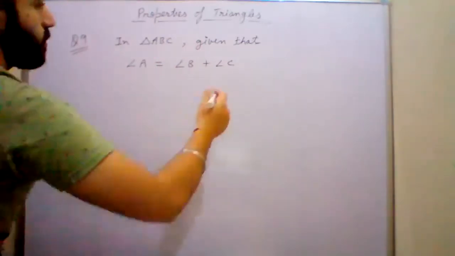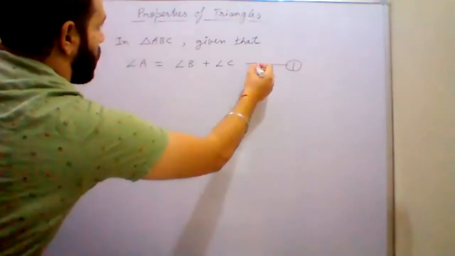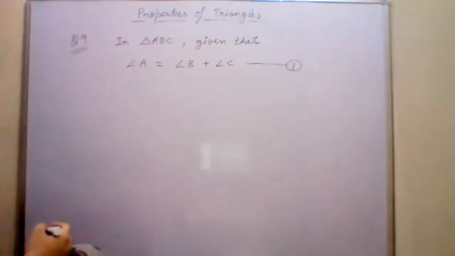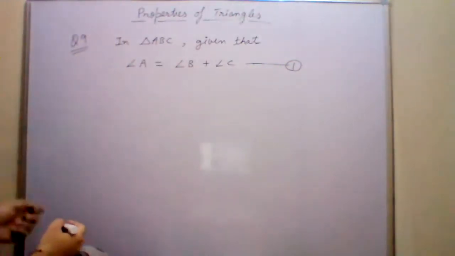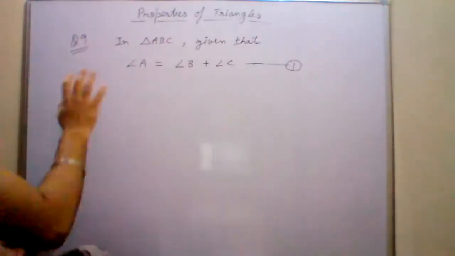So this is given to you. This is a special case. In this case it is given, not in every case. This is not the case in every triangle. It is only in this triangle. It is a special case. Okay, given in this question.